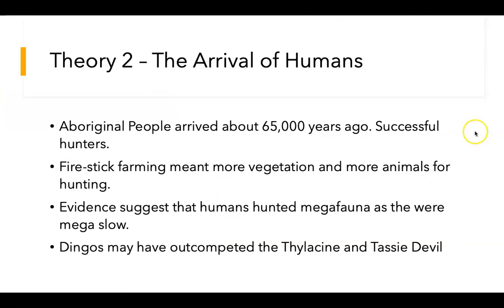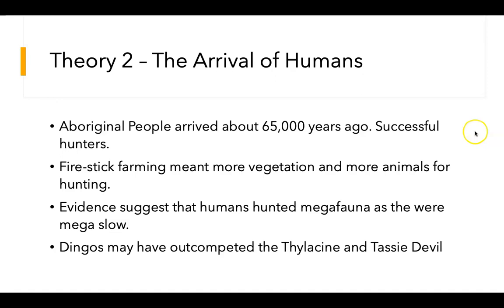Which leads us to the second theory of why the megafauna disappeared, and that's the idea that it coincides with the arrival of humans into Australia. So Aboriginal people arrived in Australia about 65,000 years ago, and they were incredibly successful hunters. They used processes like fire stick farming to help regenerate vegetation. And just like our talk before about competition and predator-prey, if there's more food around, that's going to lead to more animals. And this is what Aboriginal people wanted, because it meant there were more animals for them to hunt and eat.